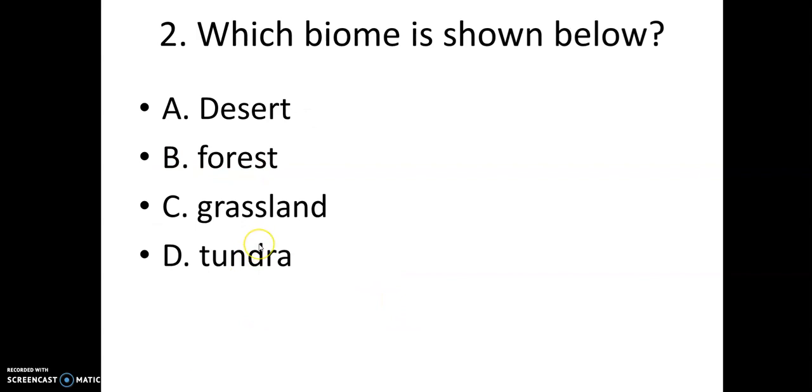Okay. Which biome is shown below? Now, the picture obviously is in your textbook, so if you look at the picture in your textbook, is it an A, desert, B, forest, C, grassland, D, tundra? Look at the picture. It is a grassland. We see that it's very flat, but we do see that there is grass, making it a grassland. No trees, so it wouldn't be a forest. Doesn't look cold, so it wouldn't be tundra.